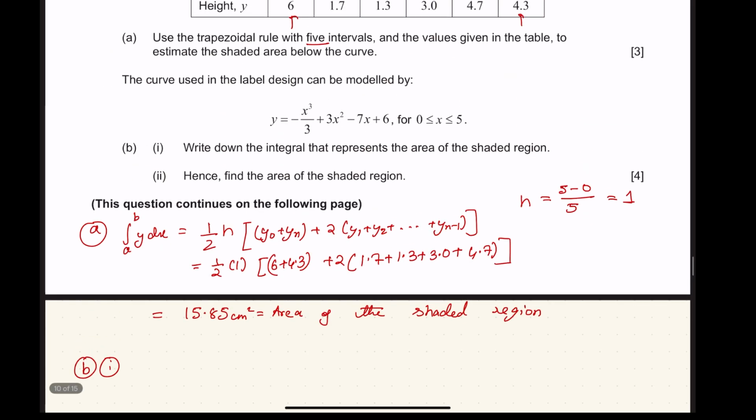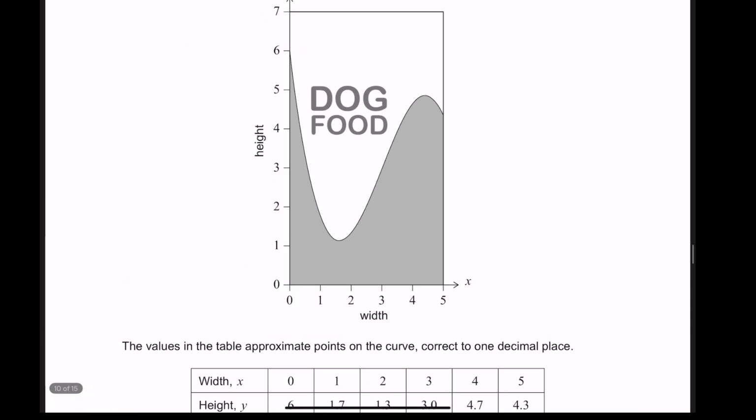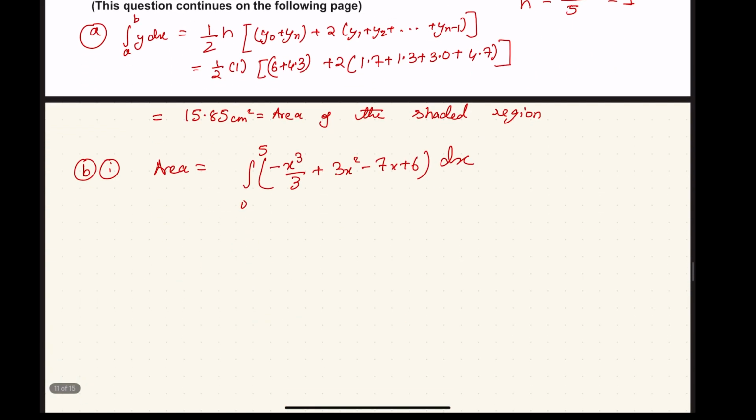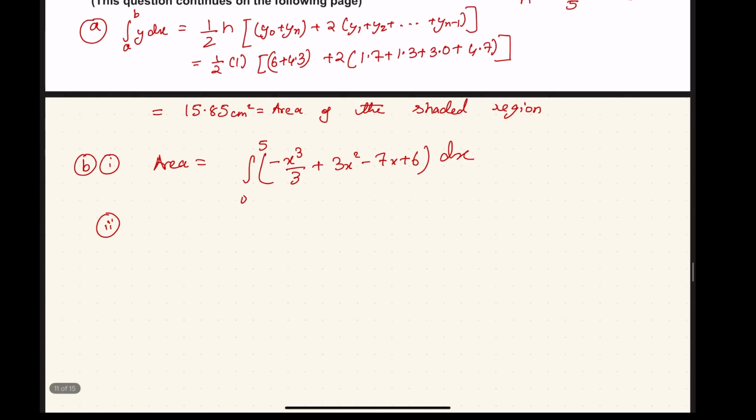First, we have to write down the integral that represents the shaded area. The integral would be from 0 to 5, just the integral of y, so minus x cubed by 3 plus 3x squared minus 7x plus 6 dx. I can directly take y because all of this function is above the x-axis, so we don't have to worry about the negative signs. The second part is we have to find the area of the shaded region. We'll just have to finish this integral.